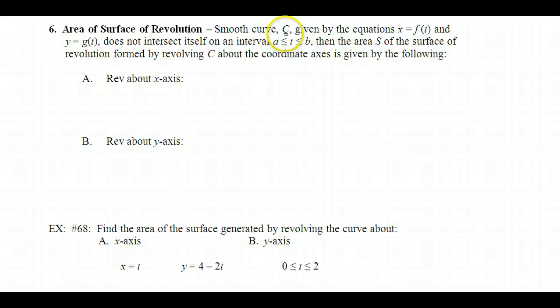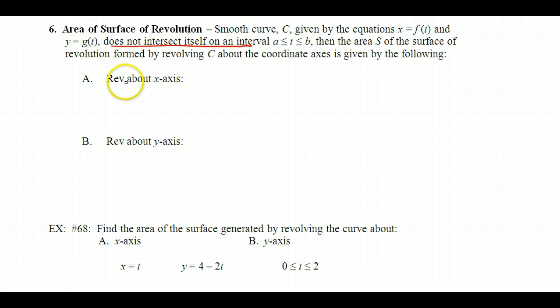We have our smooth curve C, given by your equations, x equals f of t and y equals g of t. Again, it cannot intersect itself on the interval. So just like we had before, cannot intersect except possibly at your endpoints. We have from A to B, that's in terms of our parameter. Then the area S of the surface of revolution formed by revolving our smooth curve C about our coordinate axis is given by the following. Well, we have two situations, just like we had when we were dealing with rectangular.